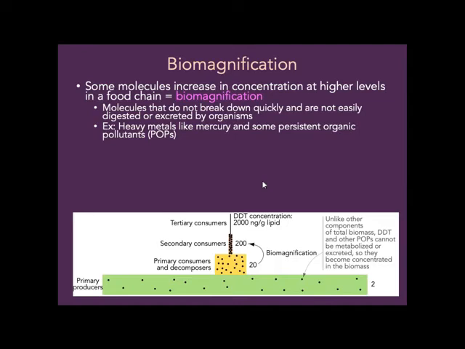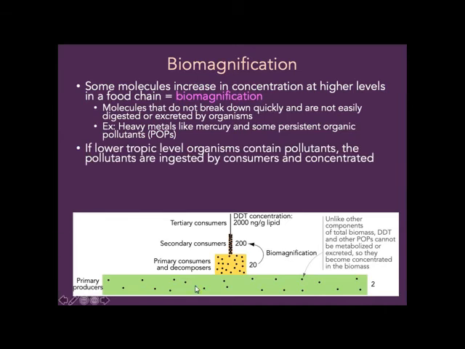So for example, if an organism eats a heavy metal like mercury or persistent organic pollutants, or POPs, then the organism just basically has that substance in its body its entire life. And if something eats them, then that organism will have it in its body too, right? So the grasshopper or whatever can't poop out these metals. They just stay in their body.